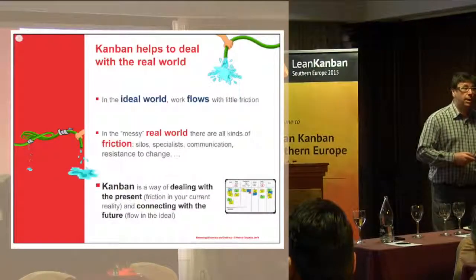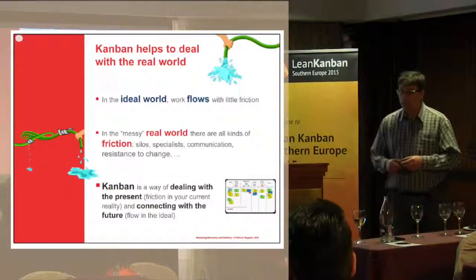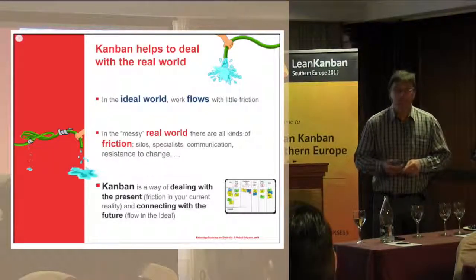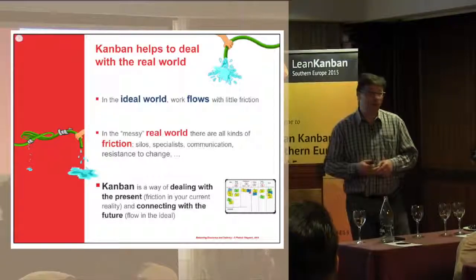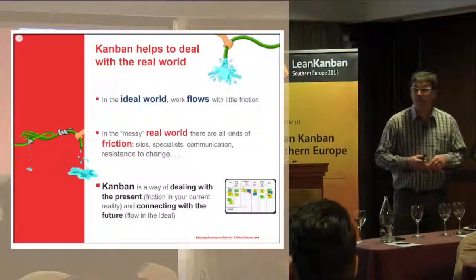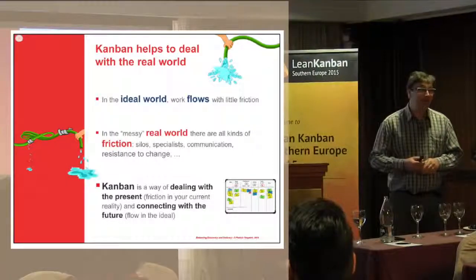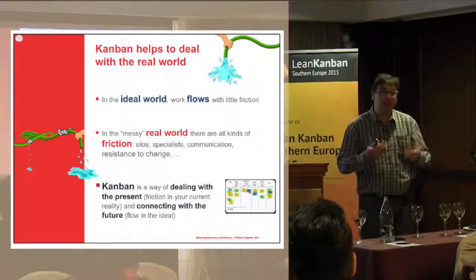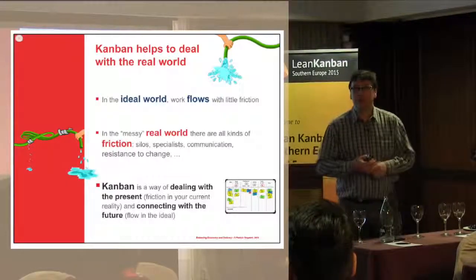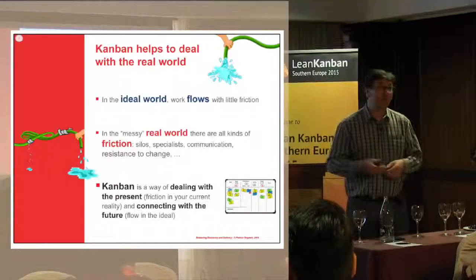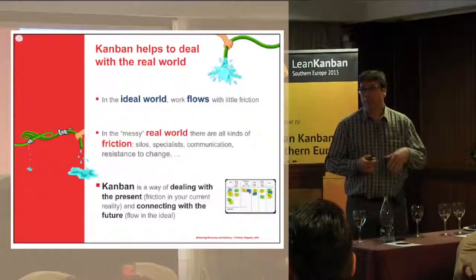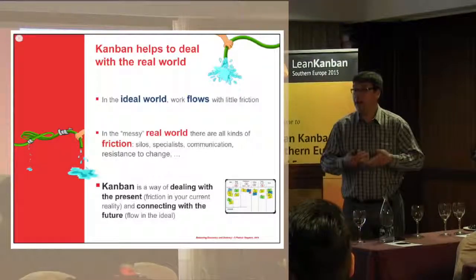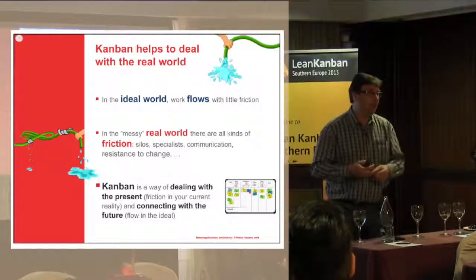So Kanban helps to deal with this area. Kanban helps us to deal with reality, right? So in the ideal world, work flows without too much friction. The keynote of this morning talked about small teams. In small teams, obviously, the work flows very rapidly. People collaborate, it all flows. So we can ponder, we can imagine, and we can discuss a lot about that ideal world. And we want to approach that ideal world.